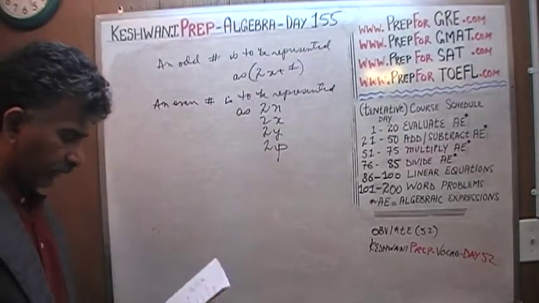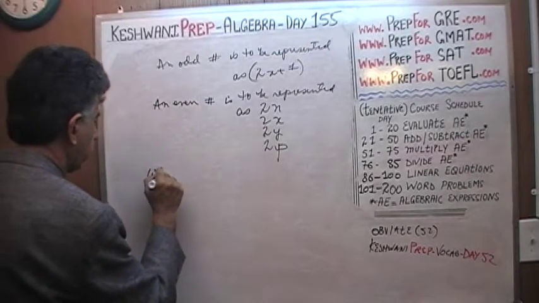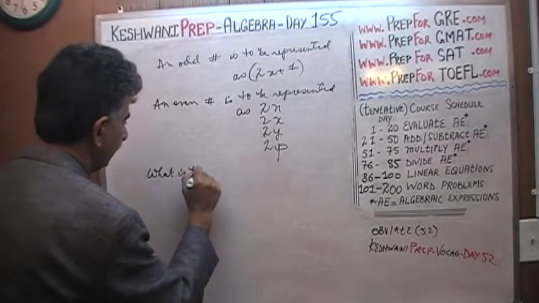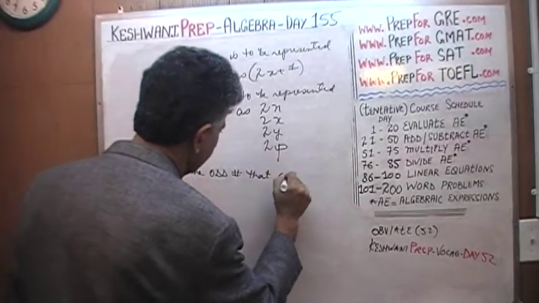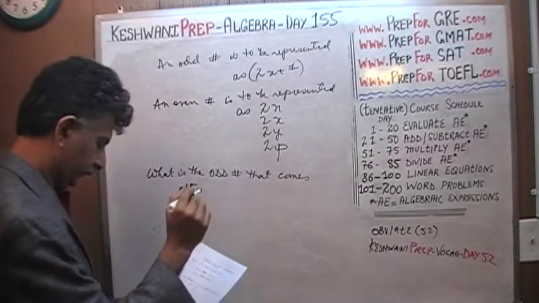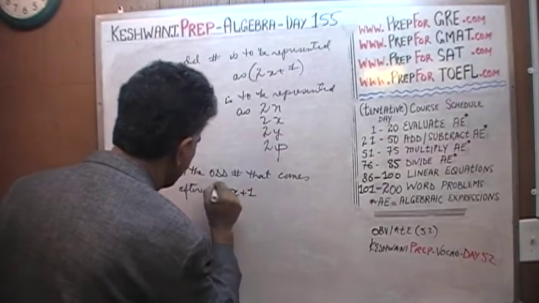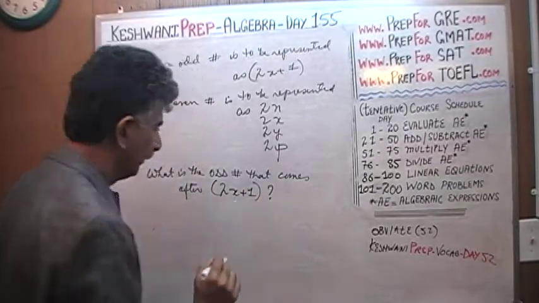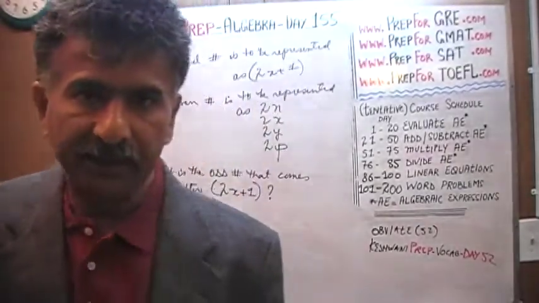So here's the question for today. What is the odd number that comes after 2x plus 1? We know 2x plus 1 represents some odd number. The question simply is, what is the next odd number?